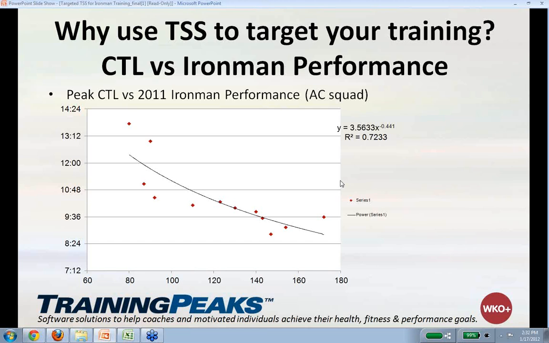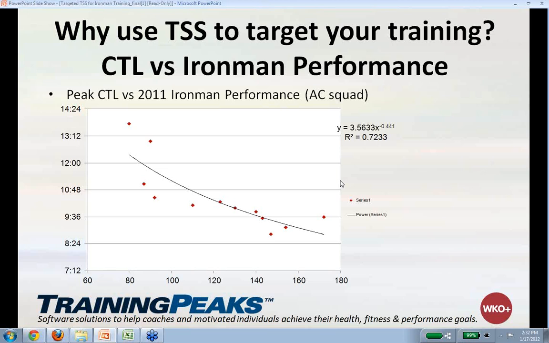I guess it's up to everyone to make up their mind as to whether it's significant enough to want to apply to your training. But I think this alone, without taking into account all the different courses and the amount of climbing in the courses, that sort of thing, it shows that if your CTL goes up, typically your Ironman performance will improve.